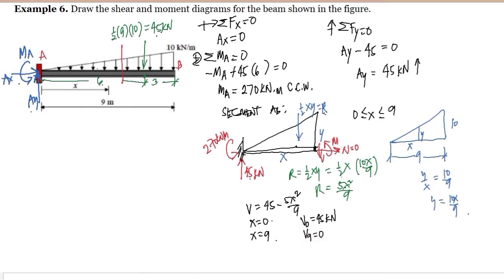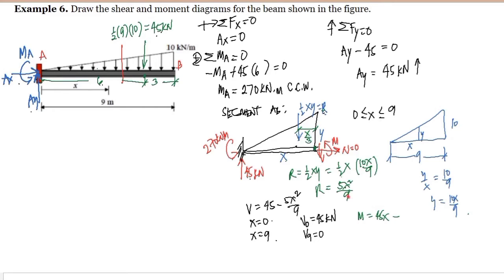Okay, so how about the equation for the moment? For the moment, we have to summate moments at the section. The 45 will create a clockwise rotation, so we have here 45 multiplied by the moment arm, that's x, minus, since this resultant here will create a counterclockwise rotation, and this distance here is just 1/3 of x.